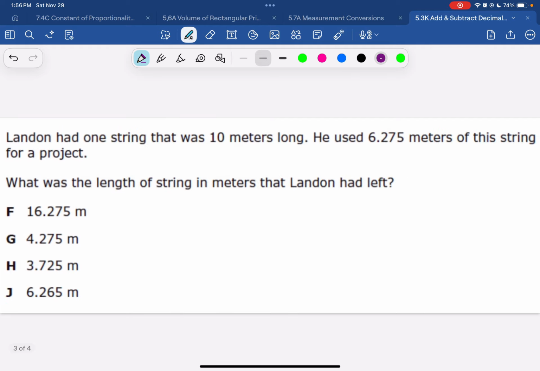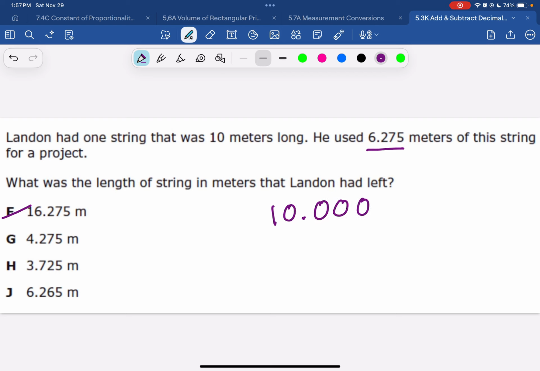Let's go to the next one. Langdon had one string that was 10 meters long. He used 6 and 275 thousandths, or 6.275 meters of this string for a project. What is the length of string in meters that he had left? So in other words, what he used plus what is left adds up to 10. So just knowing that already, F is not an option. If you needed to take out answer choices, these questions are from STAAR.